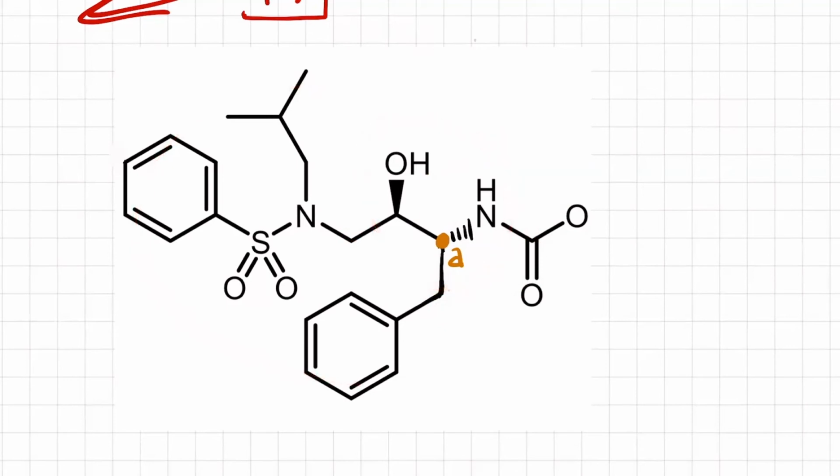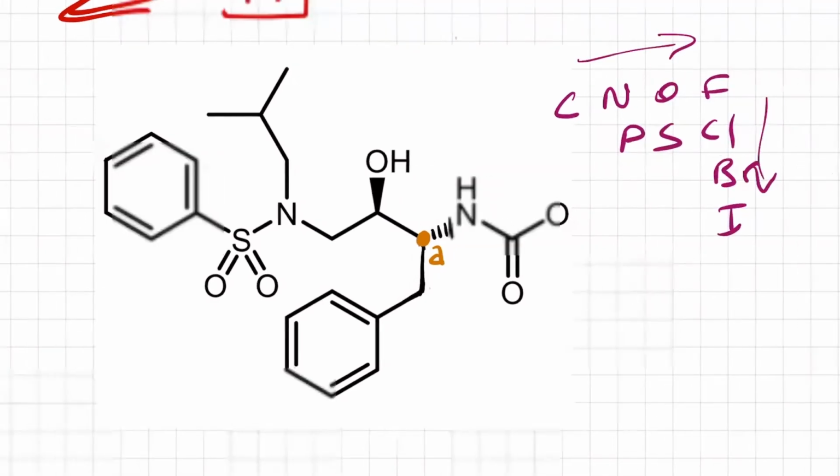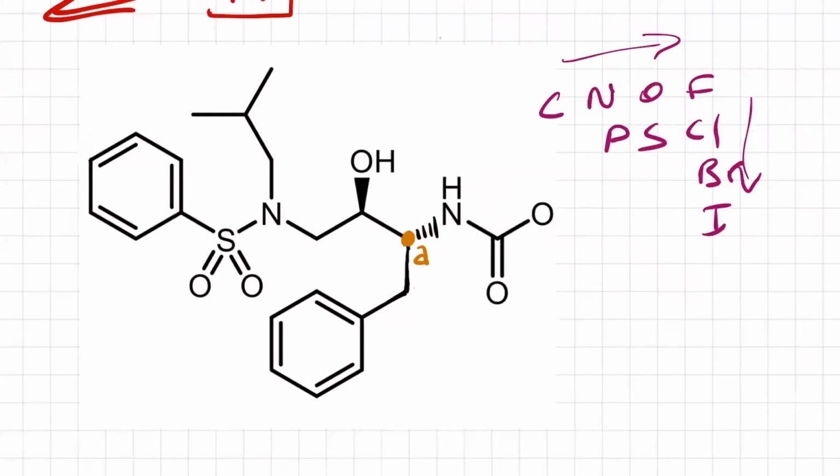Now let's assign the priority for this one here. Let's see whether it's R or S. So I'm gonna write down again my table: C, N, O, F, chlorine, bromine, iodine, P, S. And real quick, we're gonna assign the priority. So nitrogen, we have carbon A attached to 1 nitrogen and 2 carbons. Nitrogen will have the higher priority compared to carbon. So this one is gonna be 1.